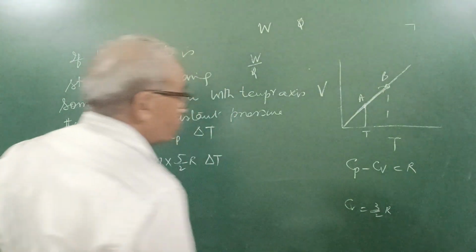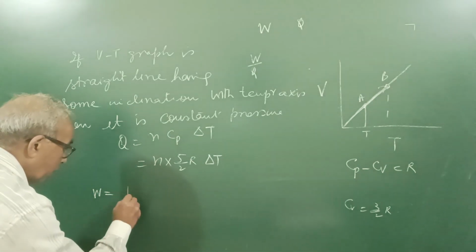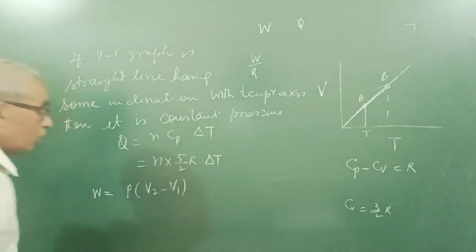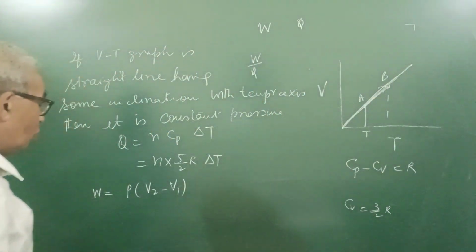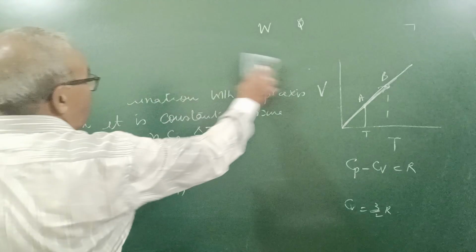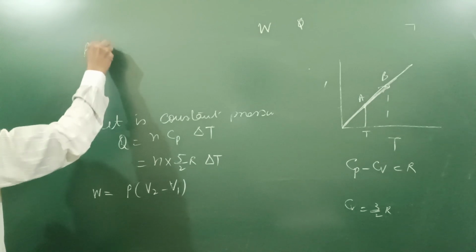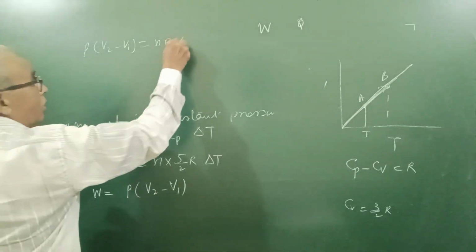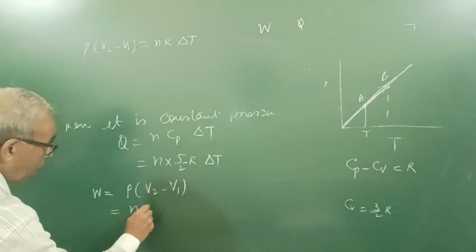Now work done. W is equal to pressure into volume. Pressure is constant in the graph, so W is P into (V2 minus V1). From the ideal gas equation, P into (V2 minus V1) is equal to N R (T2 minus T1), so it is N R delta T.